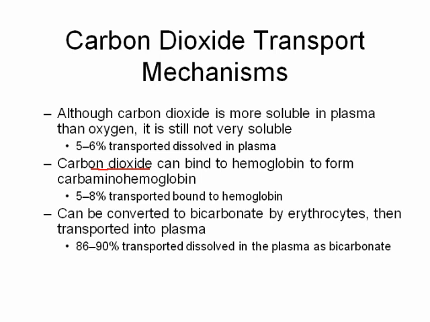But carbon dioxide can bind to hemoglobin to form carbaminohemoglobin, as we said before, and in fact, about 5 to 8% of the total amount of carbon dioxide that's being transported is being transported by hemoglobin. So we had 5 to 6% dissolved, 5 to 8% bound to hemoglobin. The remaining 86 to 90% is transported dissolved in the plasma as the bicarbonate ion, which is HCO3 with a negative charge. It is an anion.